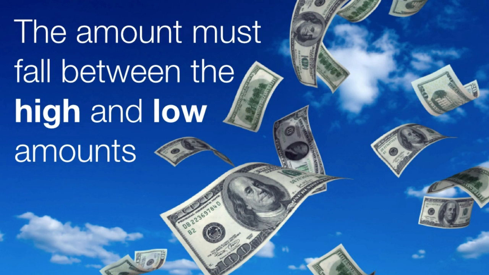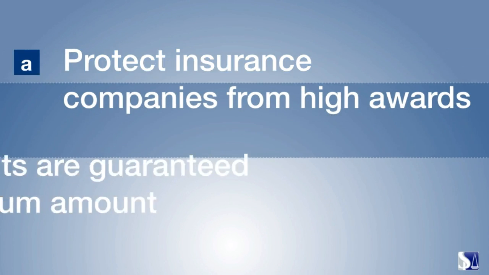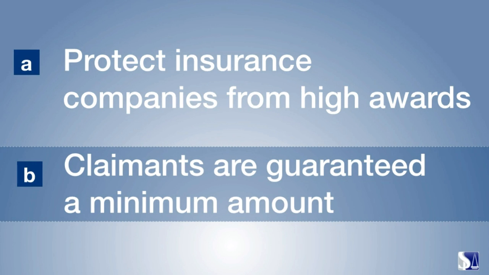High-low agreements have advantages for both parties. They protect insurance companies from outrageously high awards, and claimants are guaranteed a minimum amount of compensation. Typically, an arbitrator does not know the high-low amounts before the arbitration begins. Here's an example of a high-low agreement.